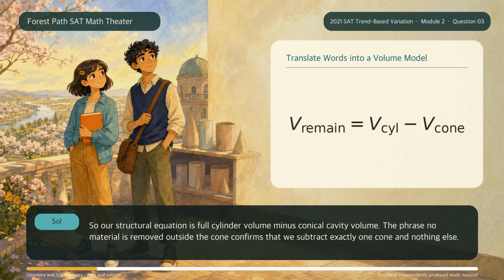So our structural equation is full cylinder volume minus conical cavity volume. The phrase "no material is removed outside the cone" confirms that we subtract exactly one cone and nothing else.